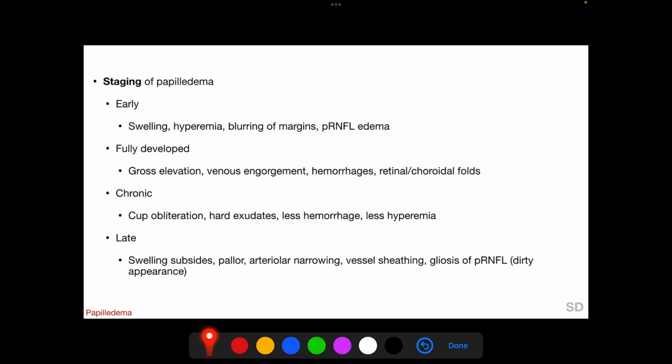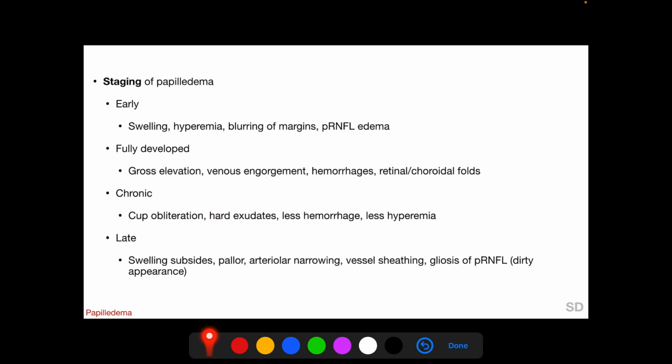So we have staging of papilledema and grading of papilledema. In staging of papilledema, early stage is represented by swelling, hyperemia and blurring of margins associated with RNFL edema. In a fully developed papilledema, we have gross elevation of the ONH, venous engorgement, hemorrhages and retinal choroidal folds. In chronic papilledema, the cup gets obliterated.